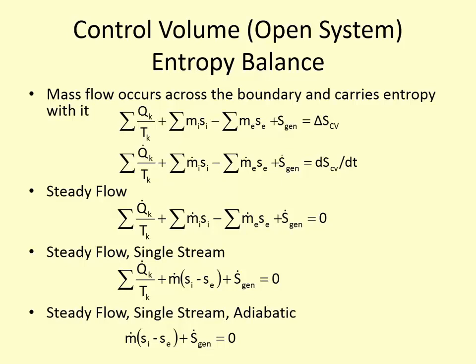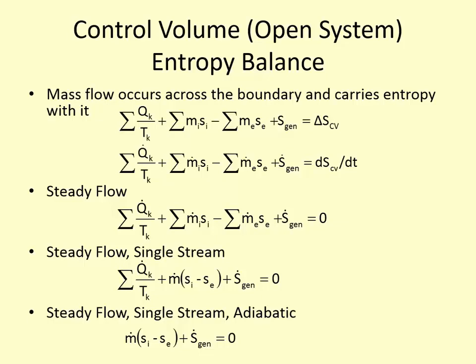And we can see that both in the rate form and the non-rate form. So if it's a steady flow system, then this dS/dt term goes to 0. And if it's a single stream steady flow system, meaning that there's one inlet and one outlet, it's steady flow, then the mass flow rate in will be equal to the mass flow rate out, so that condenses down. And if it's steady flow, single stream, and adiabatic, then it condenses even further. Okay, so that summation of Q over T term goes to 0.